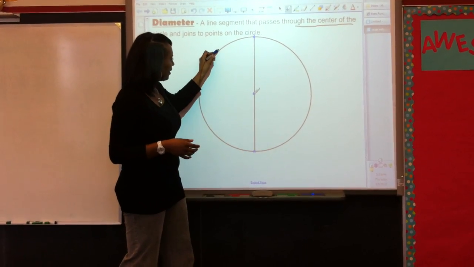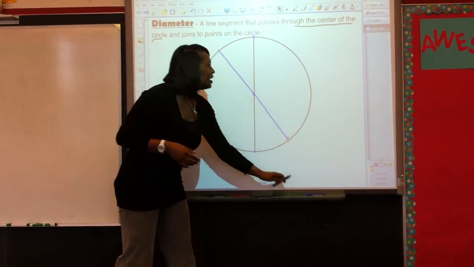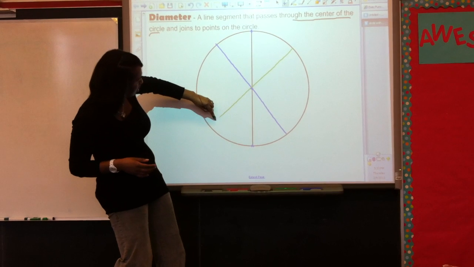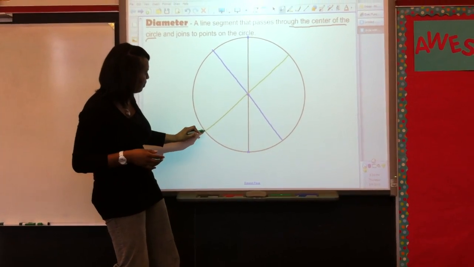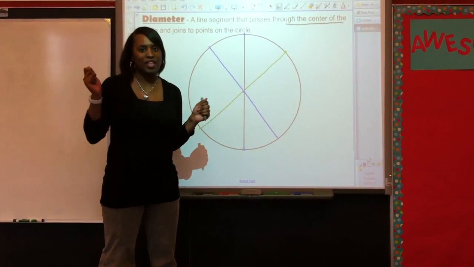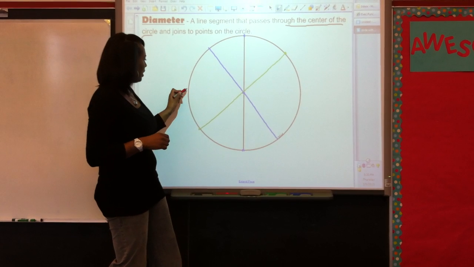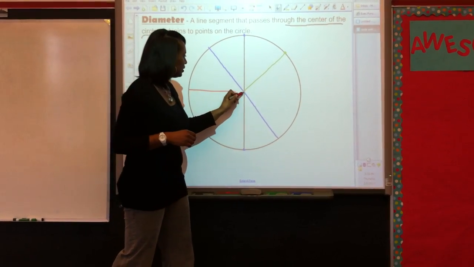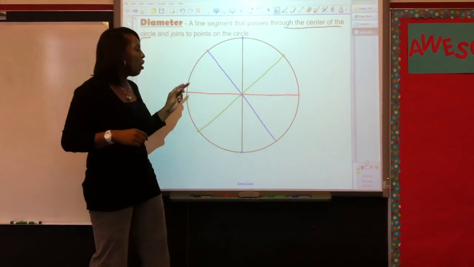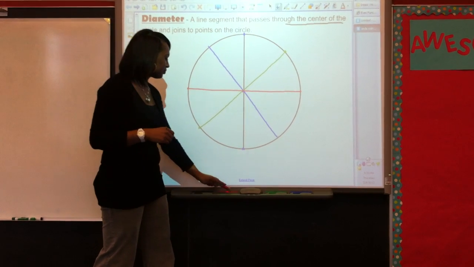Another example could be like this. Another example could be like this. As long as it's passing through the center of the circle and connecting two points on the edge of the circle, it is a diameter. So one more example, a diameter could also look like this. All these line segments I drew are examples of diameters.